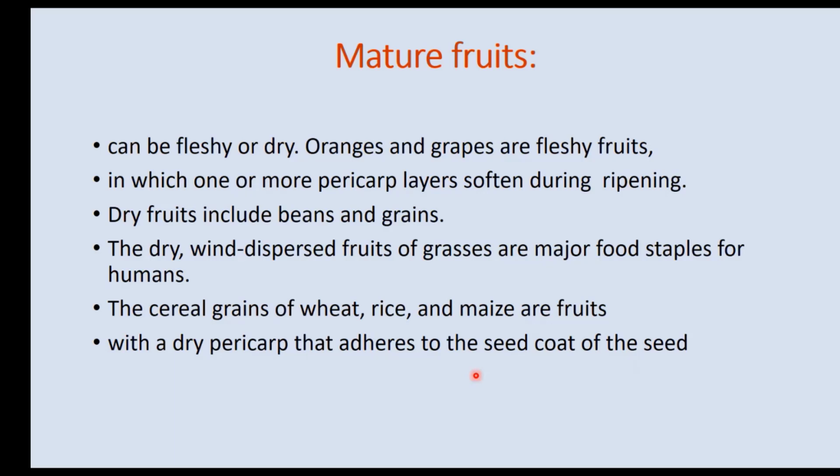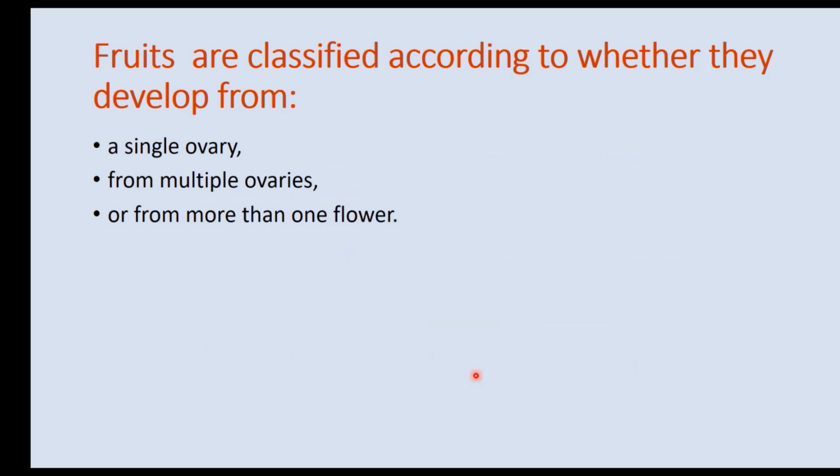So if they mention examples such as beans and grains, you know that they are referring to dry fruits. The dry, wind-dispersed fruits of grasses are major food staples for humans. Yes, that is true. The cereal grains of wheat, rice, and maize are fruits with a dry pericarp that adheres to the seed coat. Remember, we talked about the seed coat on the first slide of the seed. Fruits are classified according to whether they develop from a single ovary, from multiple ovaries, or from more than one flower.